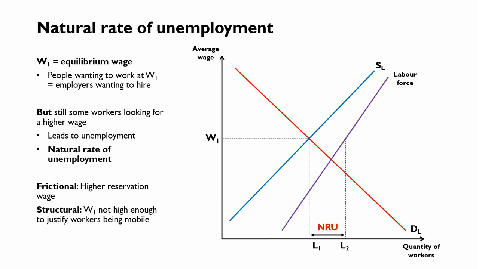The natural rate of unemployment is the same as equilibrium unemployment. It's the amount of unemployment we get when the market is in equilibrium, because there are some workers who are not applying for jobs at that wage, but they're still looking for work.